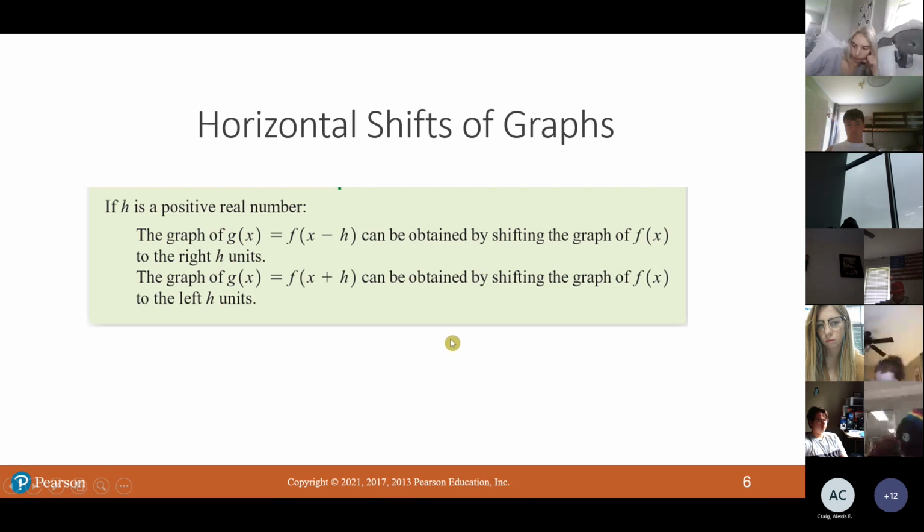Horizontal shifts are always the opposite. If you have a -h, you're going to move to the right. Write that down. If you have a +h, you're going to move to the left. But the h, or the number, has to be within the function. So it has to be within the parentheses of the function, or within the brackets of the function. Anything outside the brackets is your vertical shift.